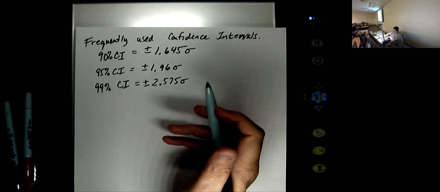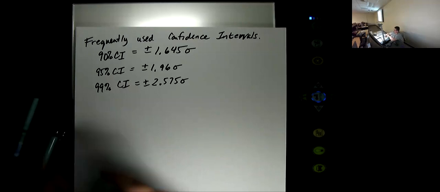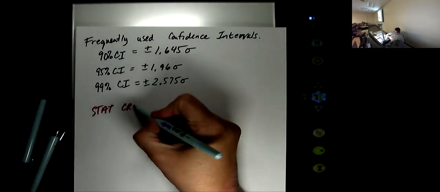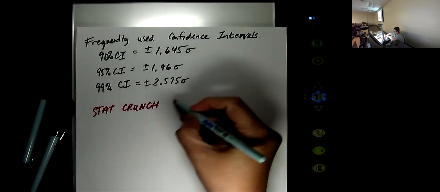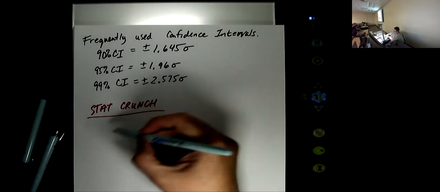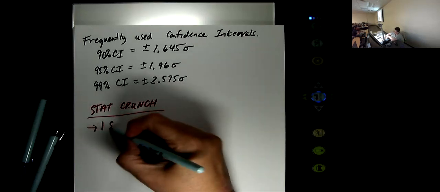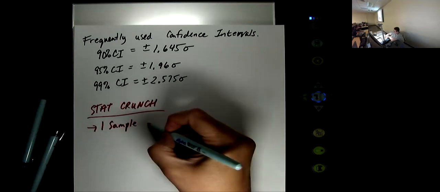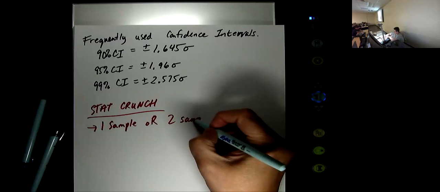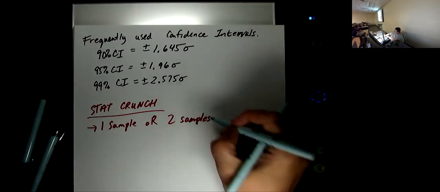All right, so you don't want to do this by hand, do you? We're not going to do it by hand. What you've been waiting for: StatCrunch commands. You've got some choices. We're going to do 1 sample or 2 samples. And 2 samples is a later chapter.